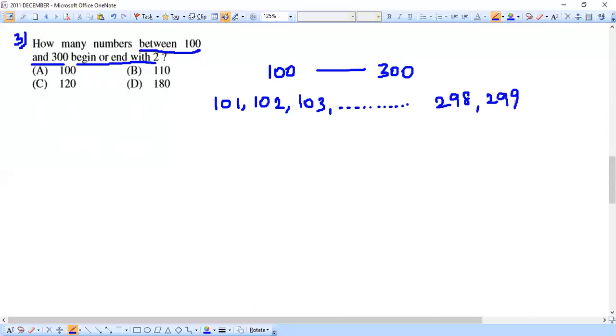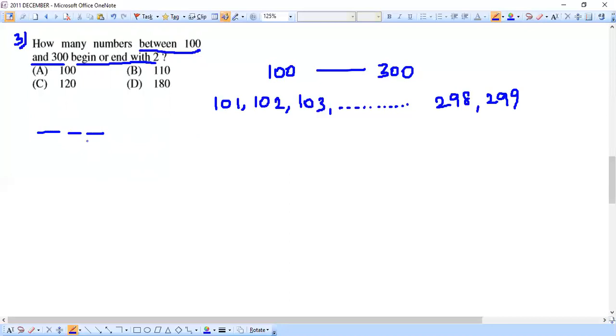I think you are clearly able to understand this, because they are asking 100 to 300. So that means 101 to 299. All these numbers will be present in that list. Of these numbers, see our question: how many of them either begin or end with 2? This is my question. So how many numbers we have in this list, out of which they will start with 2. We are very sure that all of them are 3-digit numbers only.